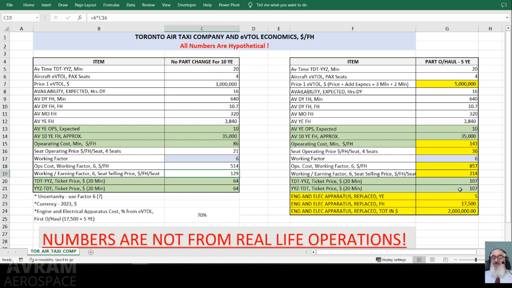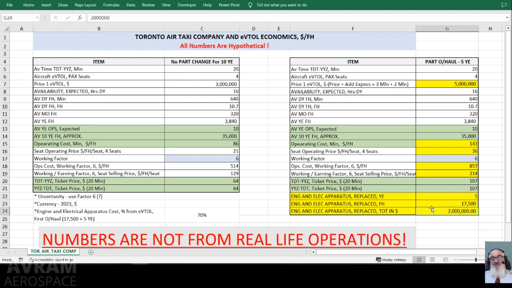Now, you can ask the question: is profit included in these numbers? The answer is, I don't know. Profit can be negative, 0, or positive. Why? Because we don't have any information, at least as of 2023. In 2023, there is no real-life eVTOL maintenance and operation data.